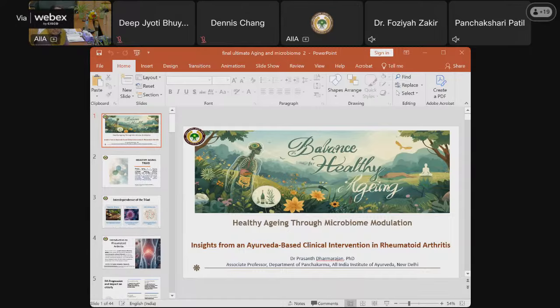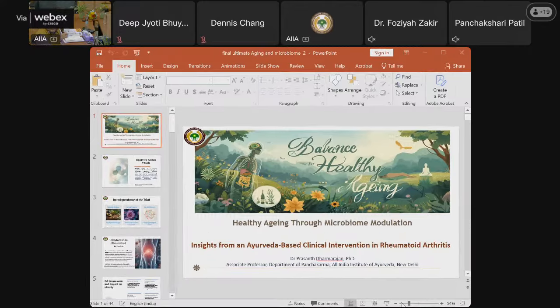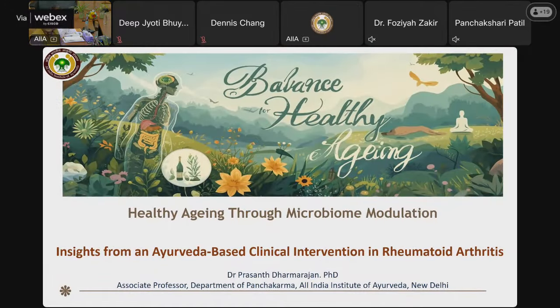Is our slides visible, sir? Yeah, full screen. Thank you very much, Rajagopala sir. Please, full screen, slide show. Please. Yeah. Thank you very much, Rajagopala sir.